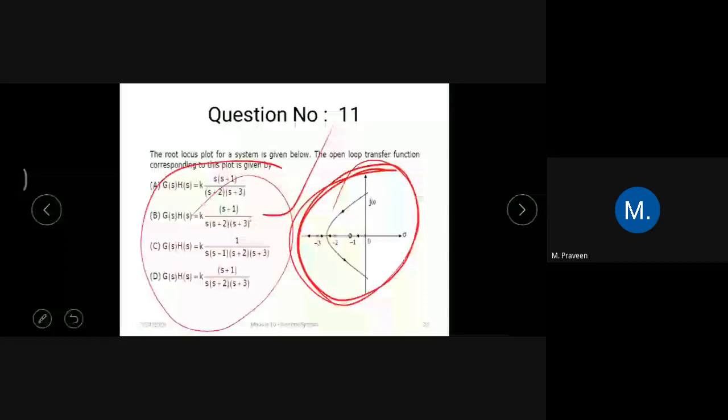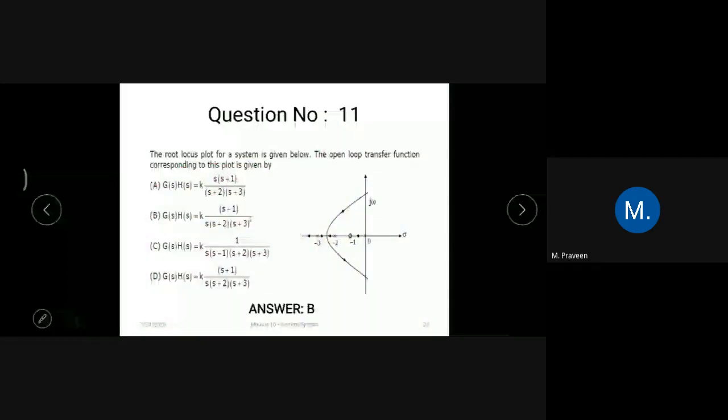If I see option B, the number of poles and zeros is an odd number. If I see option C, once again it is an even number, and option D is also an even number. So obviously option B is the correct answer. The number of poles and zeros should be an odd number. I am telling you the count, not the values.